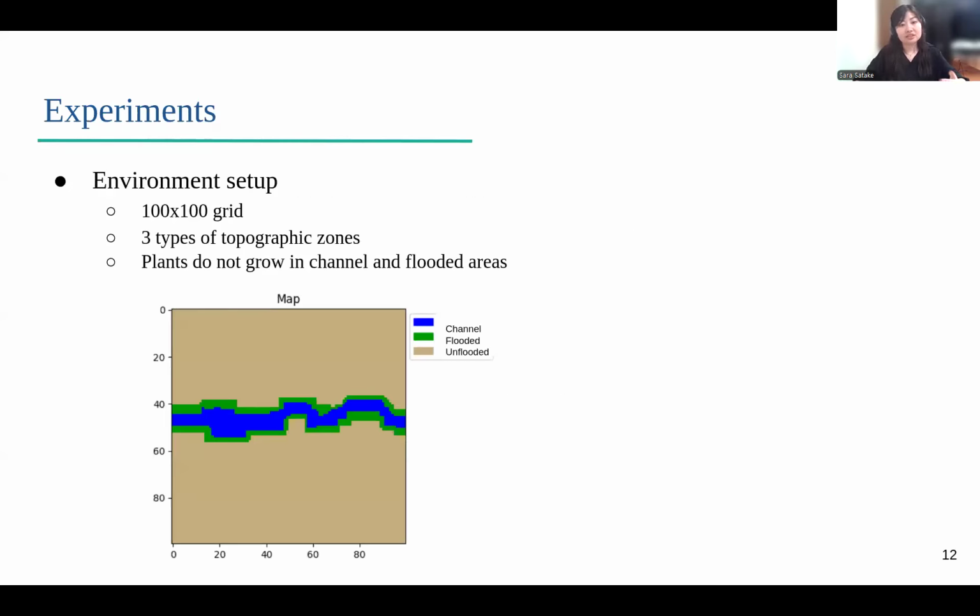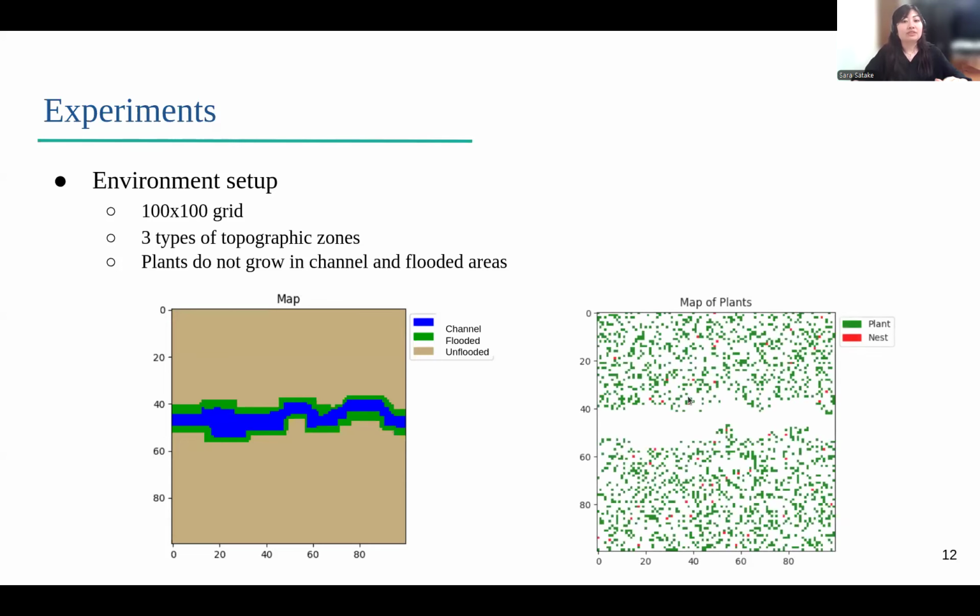We also defined some setup parameters for the environment. We created a 100 by 100 map with a layout similar to the map the original authors used. As we can see, there are 3 types of cells representing 3 types of topographic zones, and they are channel, flooded, and unflooded. So for now, what the topographic zones influence in the agents is related to plant agents. Plant agents do not grow in channel and flooded topographic zones. So when we create plants in a map, we can observe them being placed randomly like this.